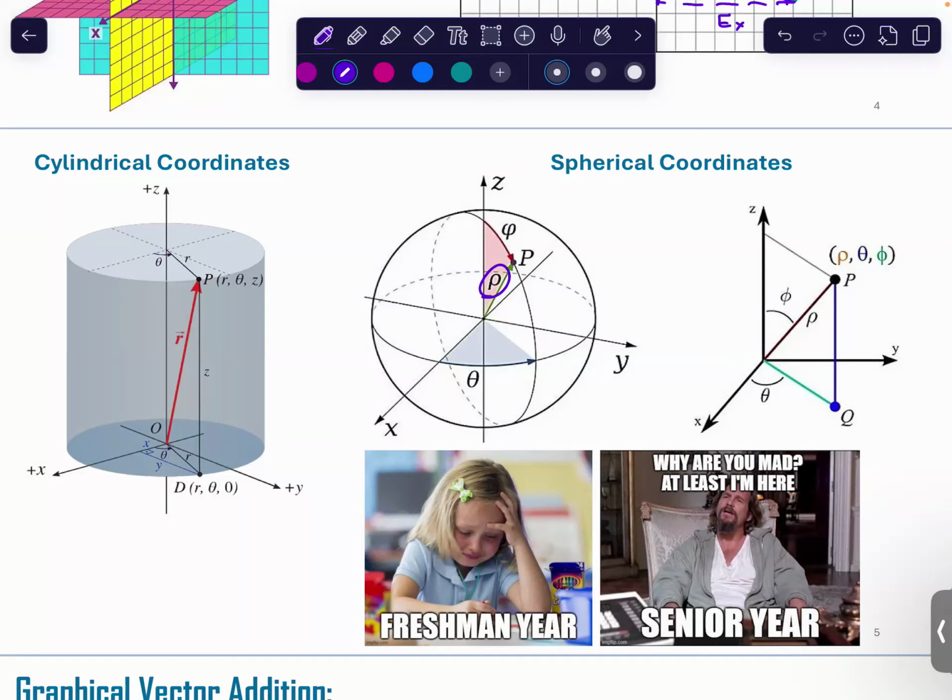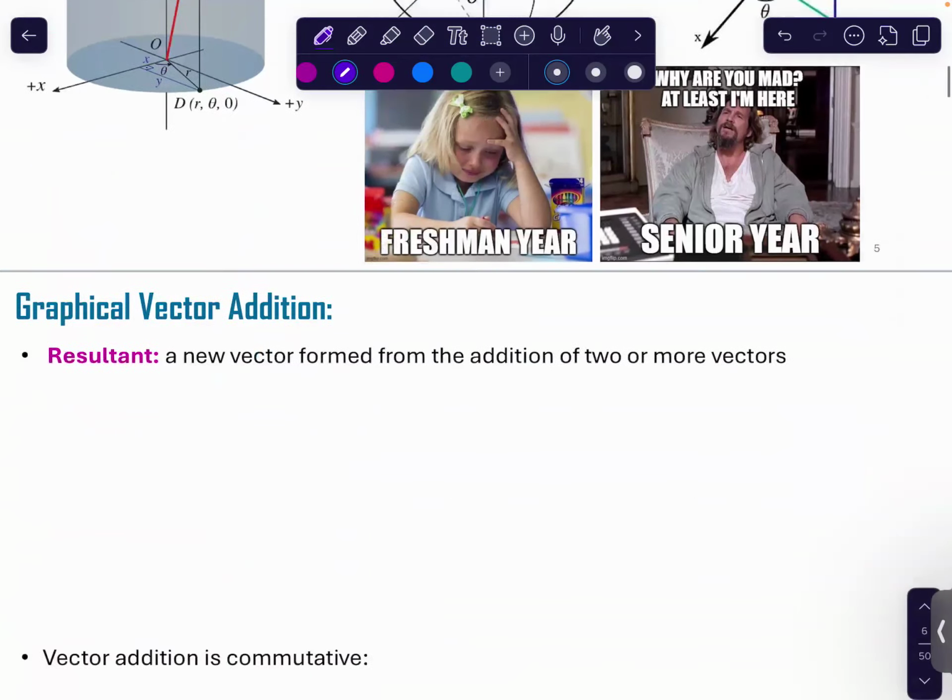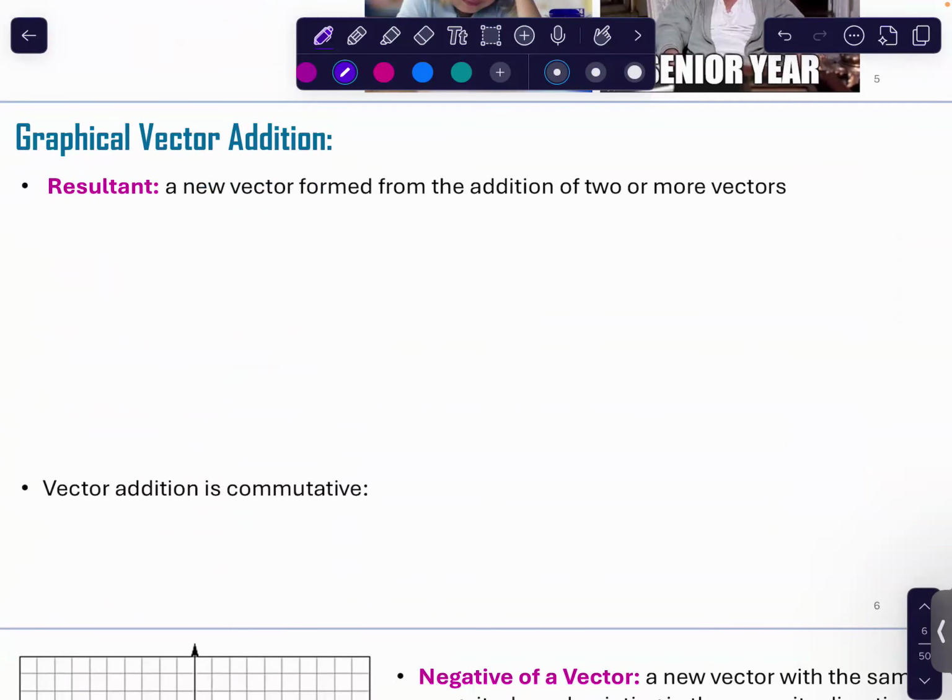But I don't really think we're going to use these too much. At least I haven't seen anything yet. Now, I do want to show you graphically what solving vectors looks like, even though keep in mind when you solve things, you're going to be using component forms. But we want to understand how this all works because, for example, does anyone remember what the sum of a bunch of vectors is called?